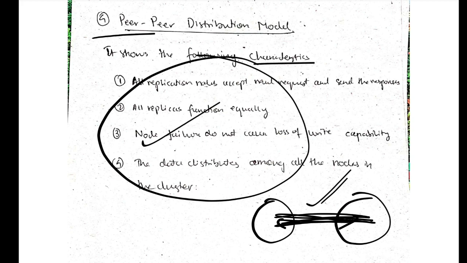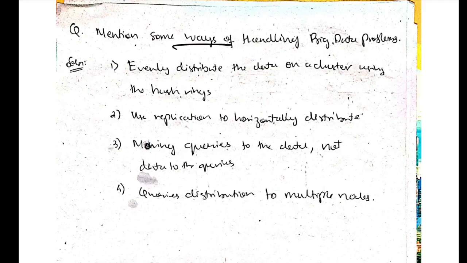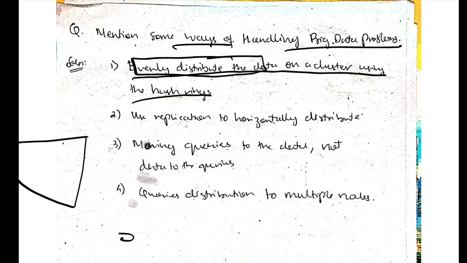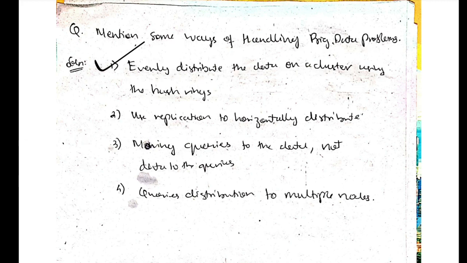Characteristics, I'm not going to explain. Last one we have, which is to mention some of the ways of handling big data problems. What are the big data problems? If you want to solve the big data problem of speed, evenly distribute data on a cluster using the hash rings. So just remember, evenly distribute data. Don't put this much data here and this much data here. No, that's stupidity. So evenly distribute the data.